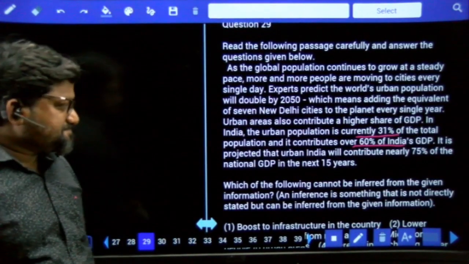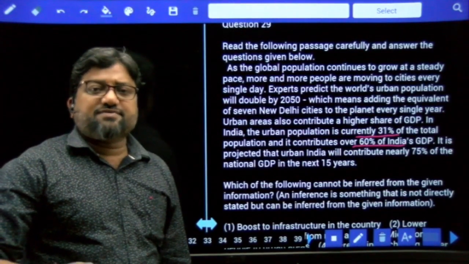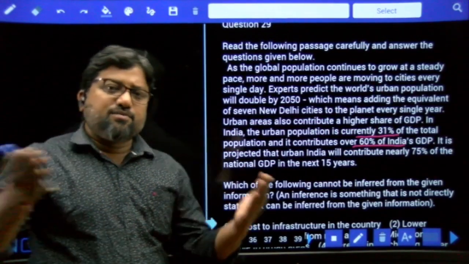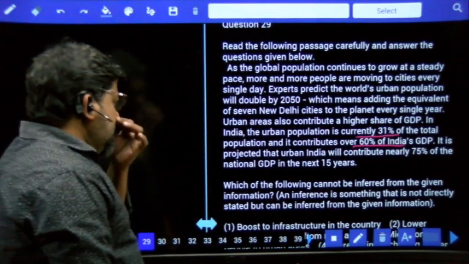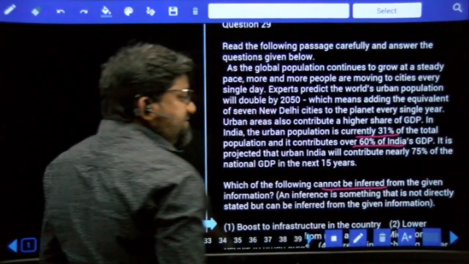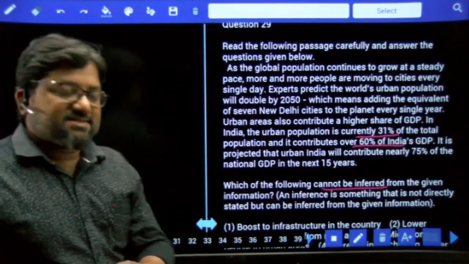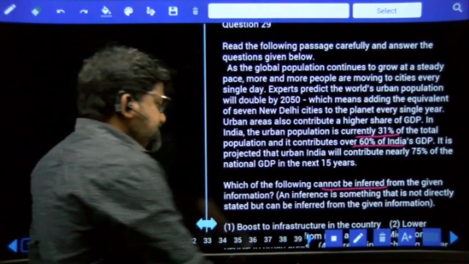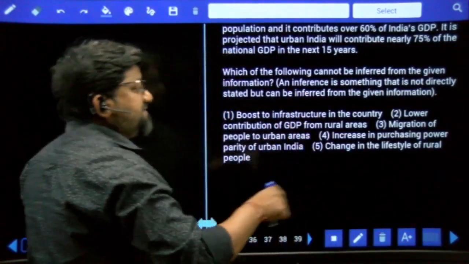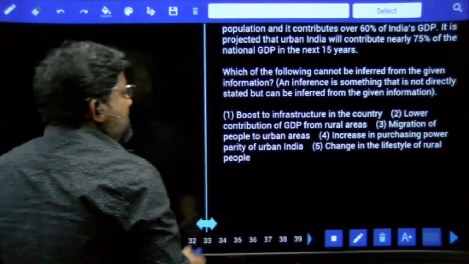When there is more revenue in the urban areas, there are more possibilities of getting jobs or whatever it is. That is the reason why people move from rural to urban areas. Which of the following cannot be inferred? Which of the following cannot be guessed? Infer is nothing but what we can guess from the given information. That is called inference: not clearly known but can be guessed from the given statement. But the question clearly says cannot be inferred.